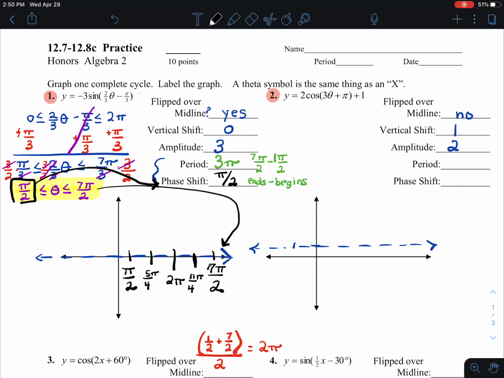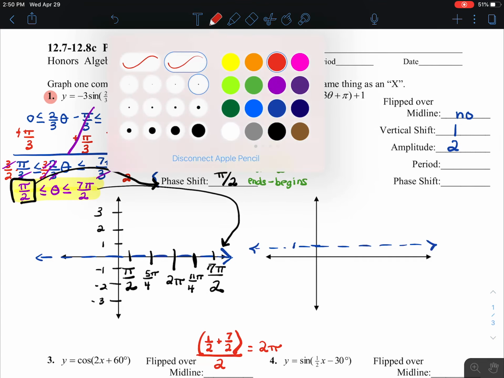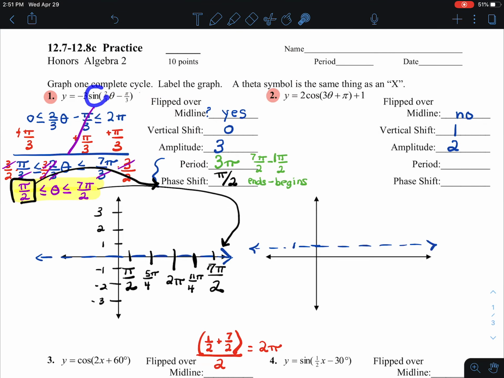Okay. Now our x-axis is labeled. We already have our midline in place because we said there was no vertical shift, so it's just right here on the x-axis. I do want to look at the amplitude though. The amplitude on this is 3. That means I need to mark off so I can stretch up 3 and so that I can stretch down 3 from my midline, which is at 0. And lastly, I'm going to look at what wave we are graphing. Oh, we're graphing the sine wave. So I know the sine wave should cross the midline, which is the x-axis in this example, at the beginning, middle, and end.